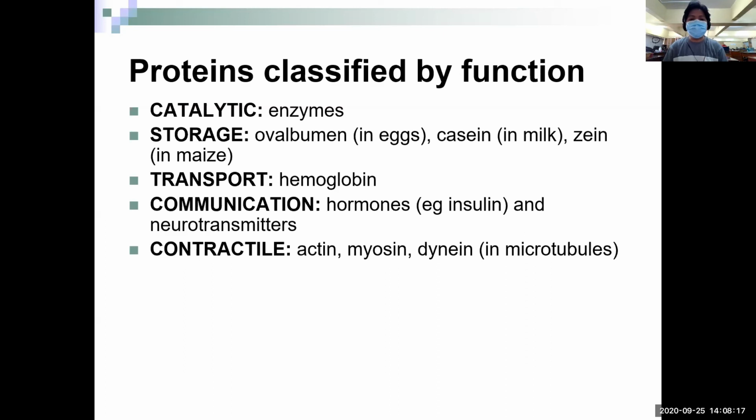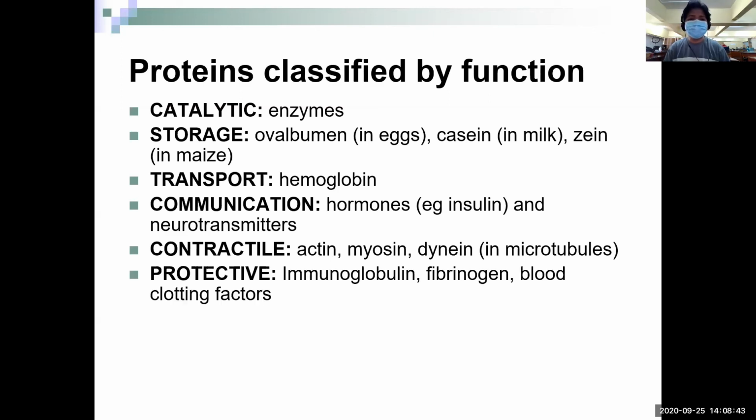Contractile proteins are proteins that can contract, of course. These proteins are usually found sa mga cells wherein it allows movement. So, for example, we have actin, myosin, and dynein, which are usually found sa mga microtubules. We also have protective proteins. Protective proteins are those proteins that would help us fight mga foreign cells or even mga foreign materials. Examples of protective proteins are immunoglobulin, fibrinogen, and blood clotting factors.